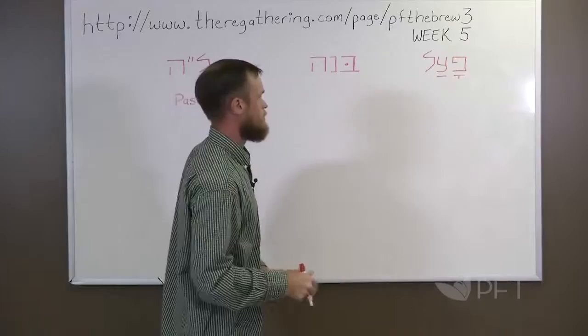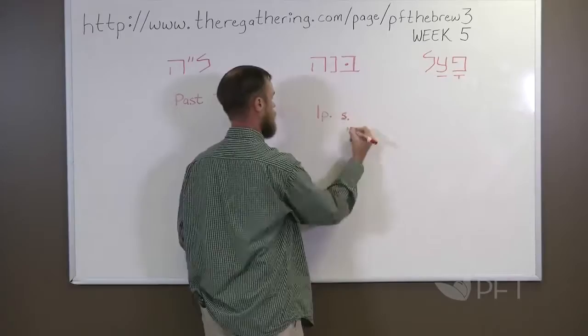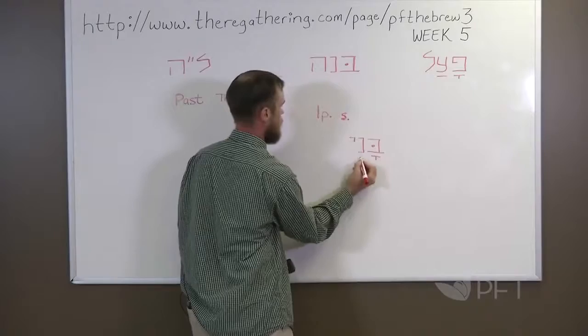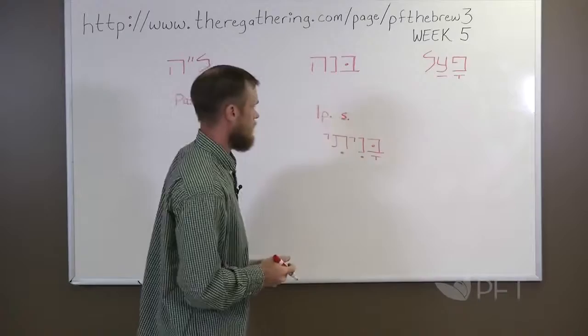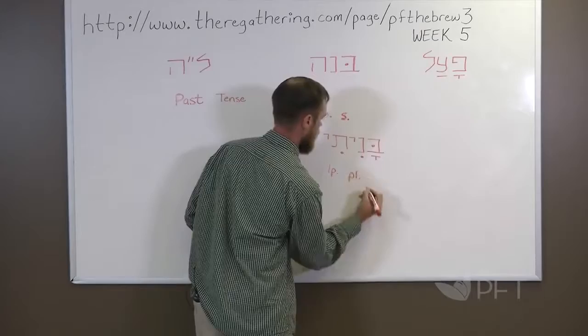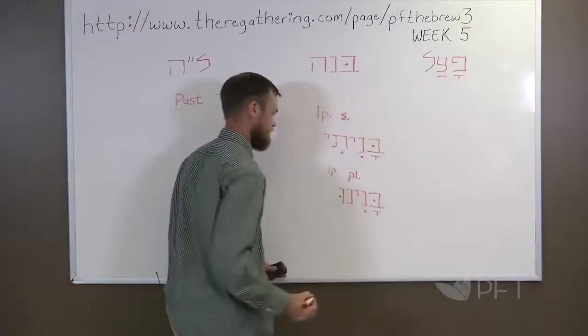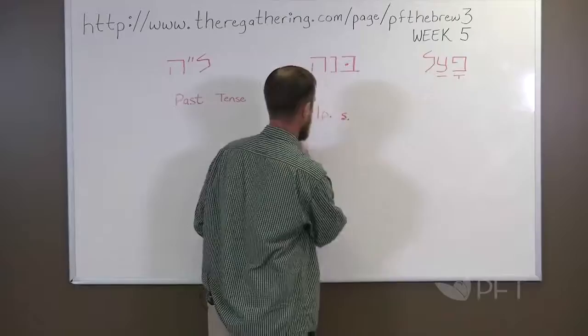So in the first person singular, again still in the past tense, the hey drops and it's replaced by a yod, making baniti, ani baniti, I built. And first person plural, anachnu baninu, we built. And you'll notice in the second person that hey is further replaced by the chirik yod.